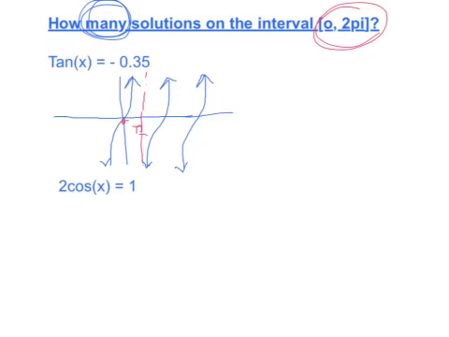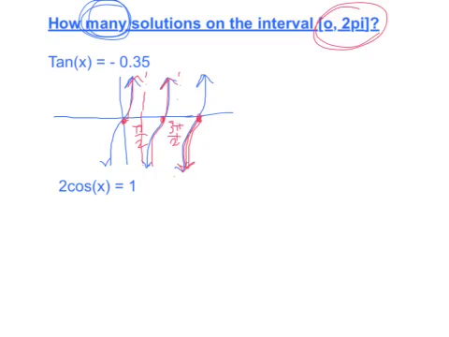Halfway through that period, we have our first asymptote. Pi away, we have our next asymptote. That would be 3 pi over 2. And because the period is pi, 0, 1 pi, 2 pi, there we go. This is the portion that we're going to look at from 0 to 2 pi.